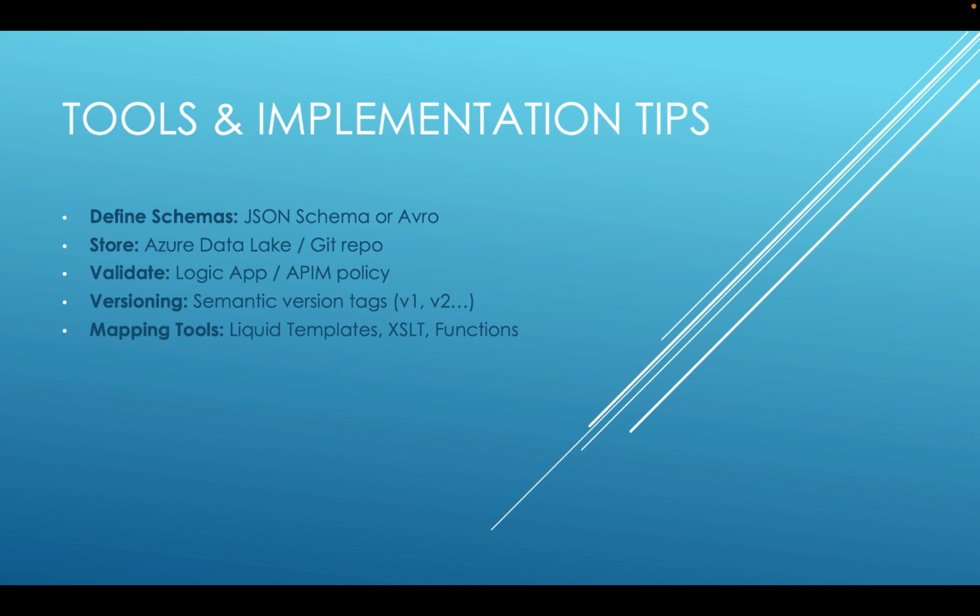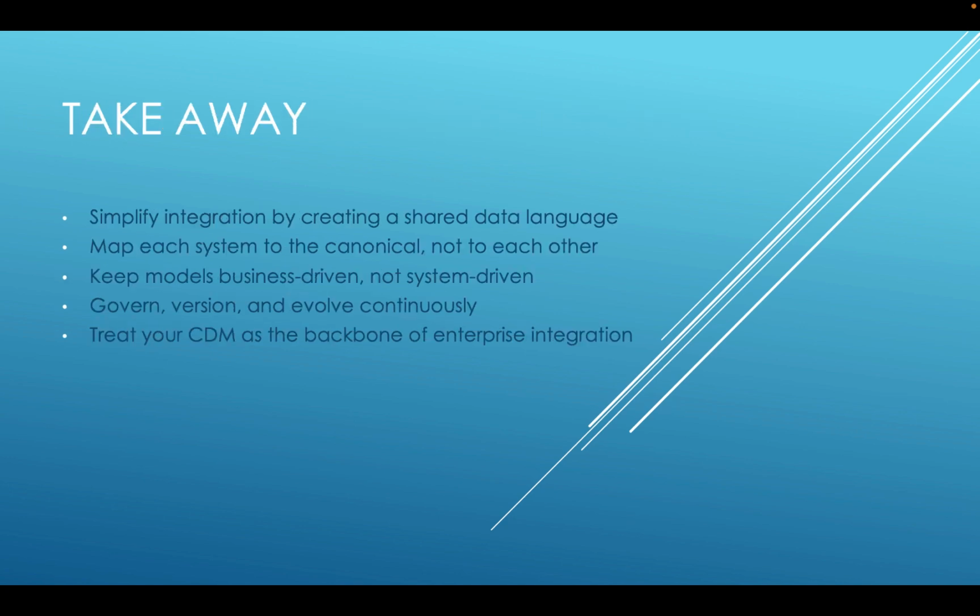All right. So now the last screen is the takeaway from these things. Simplify integration by creating a shared data language. If we have so many systems talking to each other, we tend to make it very complex. So we need to avoid complexity and make sure we have a very simple canonical model. Use only the common fields. Do not try to put everything from every system in the canonical model. It will make it more complex. So map each system to the canonical model, not to each other.